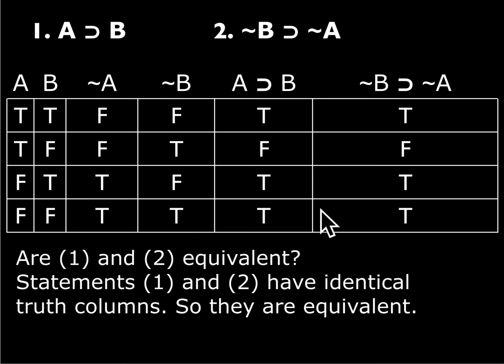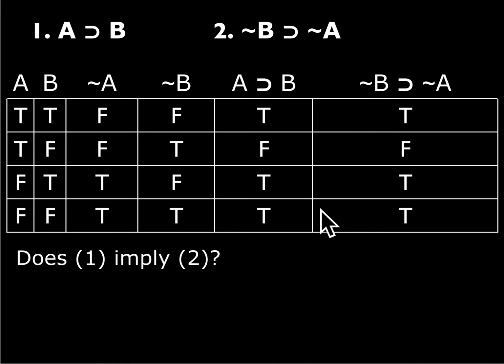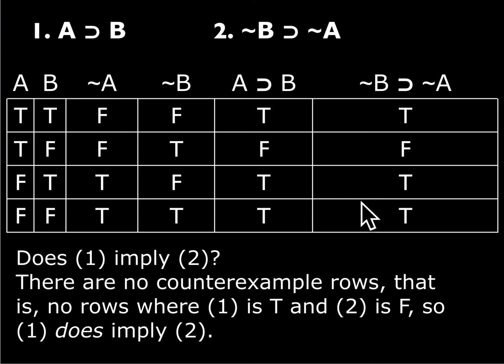Next up, we have the implication questions. Does 1 imply 2? Does 2 imply 1? So with 1, does 1 imply 2? I'm looking for a counterexample row where 1 is true but 2 is false. And you can see there's no counterexample row here. There's no row where 1 is true but 2 is false on that same row. So there's no counterexample row, so that implication does hold. 1 does imply 2.